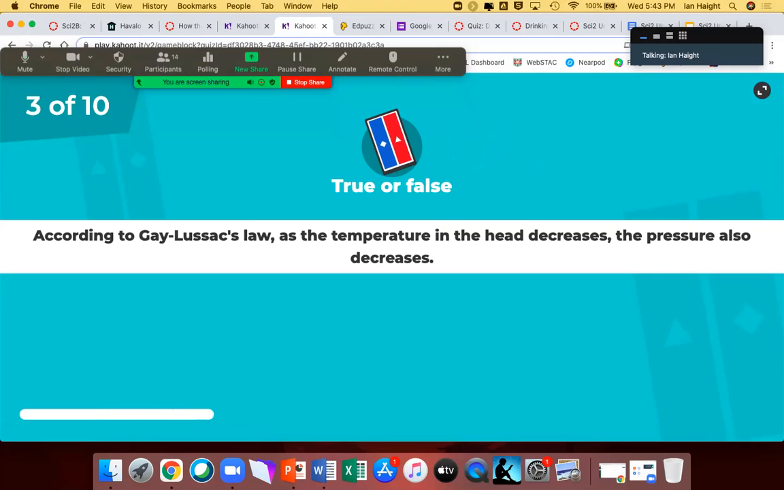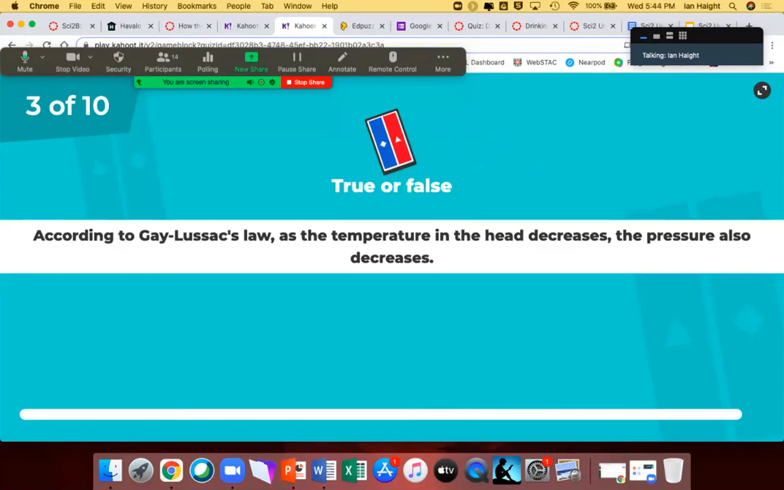True, false. According to Gay-Lussac's law, as the temperature in the head decreases, the pressure also decreases.